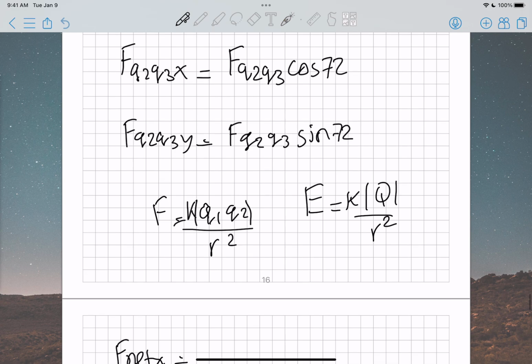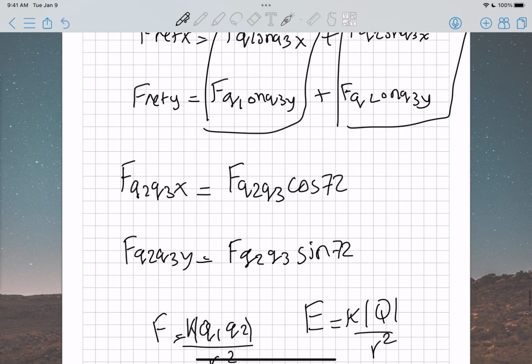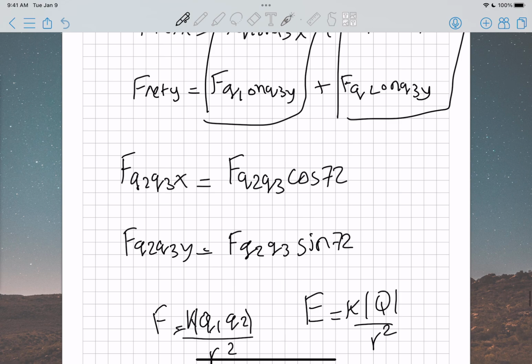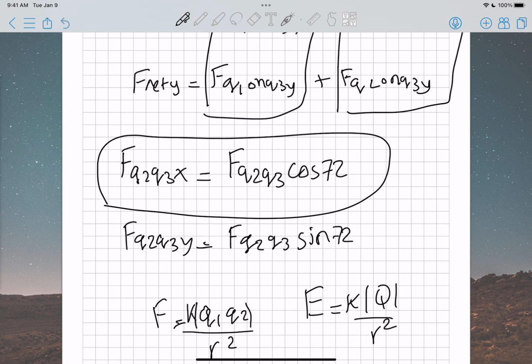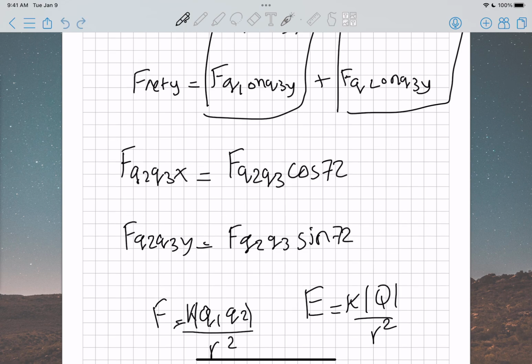I think I might have forgotten a step here. Or no, I did. I'm good. Never mind. I thought we didn't figure out the x components for some reason, but we already did. That's why we would be using the equation at this point.